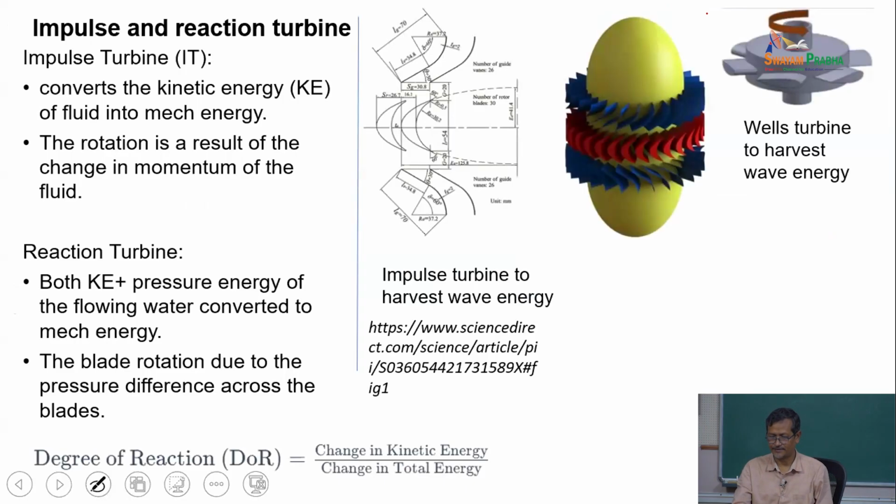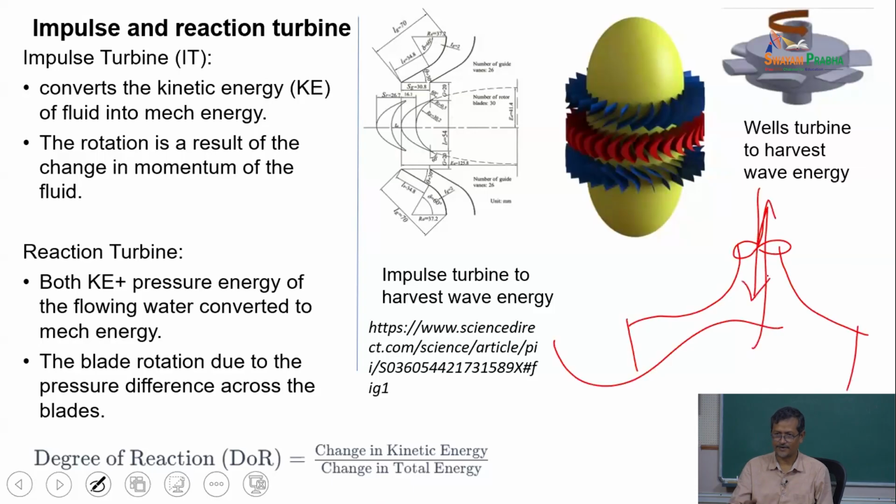A wave energy converter will have one hole, there you can put a turbine, and the wave will be coming and it will be exhaling or inhaling air, and in that inhaling and exhaling air you are putting one turbine. There are two types of turbines, one is called the Wells turbine and the other is the impulse turbine. The Wells turbine is a reaction turbine, and the impulse turbine is impulse, as the name says.